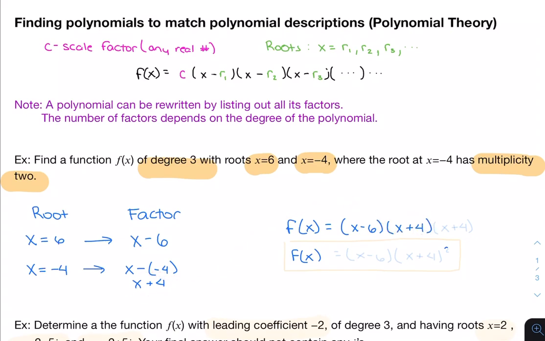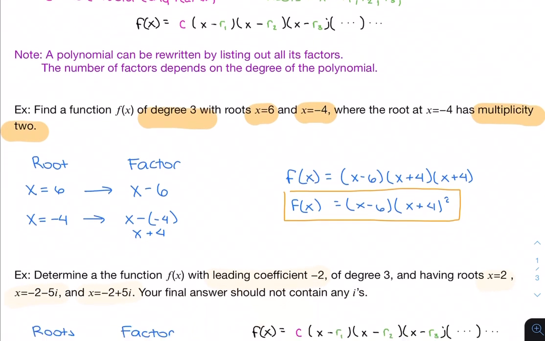And it also says that the root at x equals negative 4 has a multiplicity of 2. What that means is that there are 2 of the same factors. This can also just be rewritten as x minus 6 times x plus 4 squared. So this is our function of degree 3 with roots x equals 6, x equals negative 4, where x equals negative 4 has a multiplicity of 2. Let's take a look at another example.